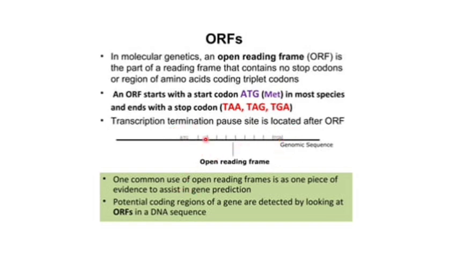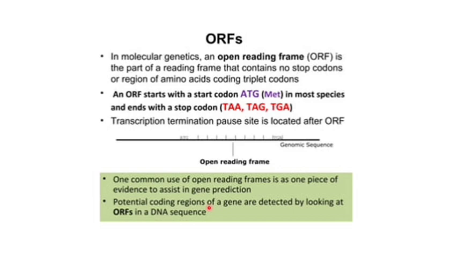So, it assists in gene prediction. The potential coding regions of a gene are detected by looking at the ORF in the DNA sequence. So, we can predict the gene by looking at the ORF in the DNA sequence, mainly for eukaryotes. Only eukaryotes have this problem, because eukaryotes have introns and exons. So, we can find the coding region by looking at the ORFs.